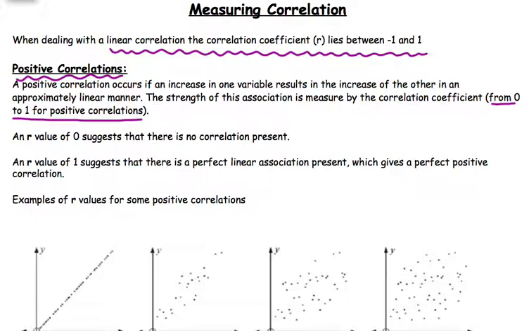Now, let's say there isn't a correlation. No correlation at all. Then the R value would be 0, and that's your correlation coefficient. No correlation present.